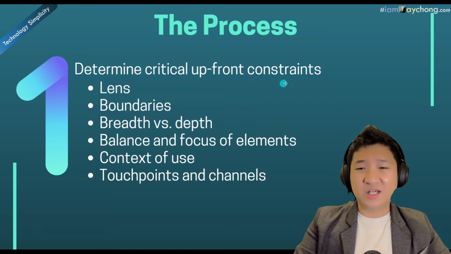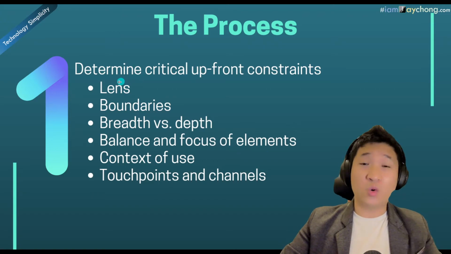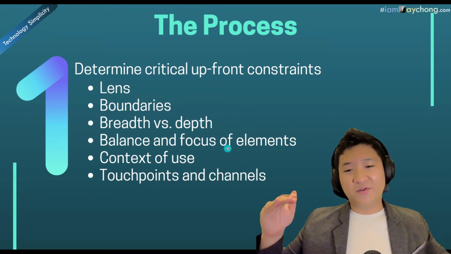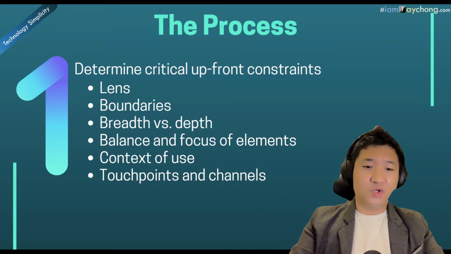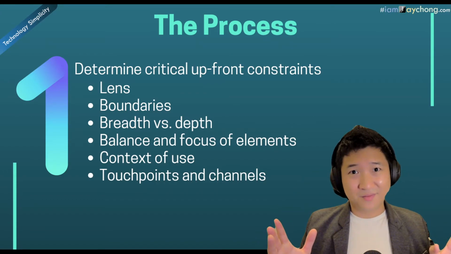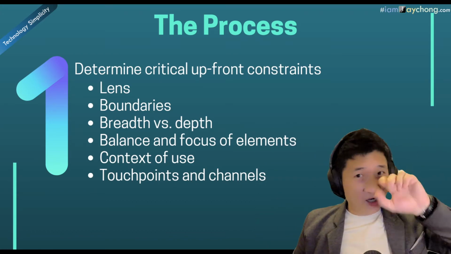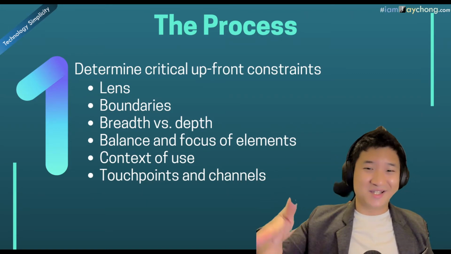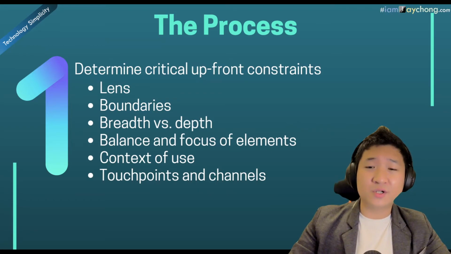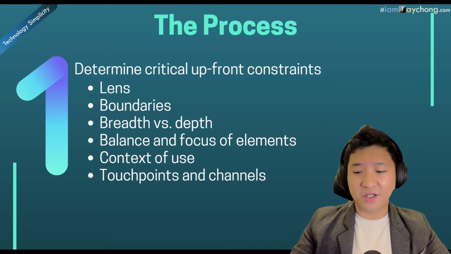Okay, the process of designing a good user journey mapping is, number one, you need to determine the critical upfront constraints. Okay, you need to know your boundary, you need to know your tools, your lens, and you need to know how deep you want to go. You need to balance the focus of the elements, context of use, touchpoint channels. Okay, just make sure you know your limitations. Put it this way. You remember just now I showed you the meme, and it's like a horse. The tail is so beautiful, and the head is like a kid's drawing. That's actually a good example that you forgot about your critical constraint when you're designing the journey map.